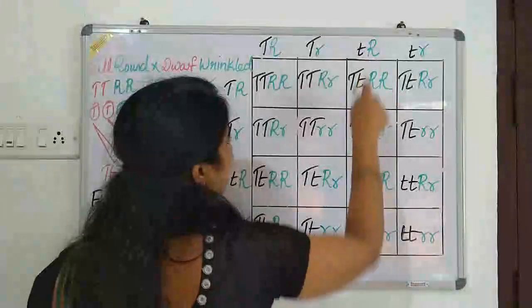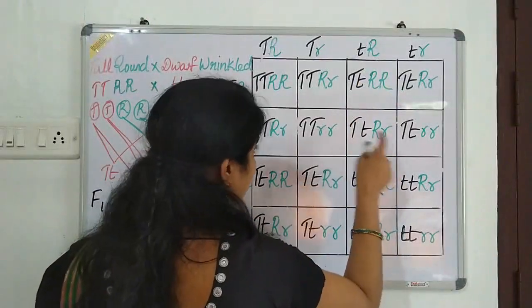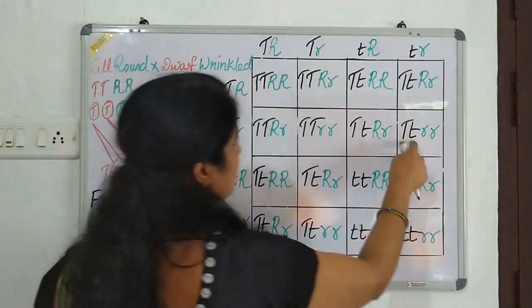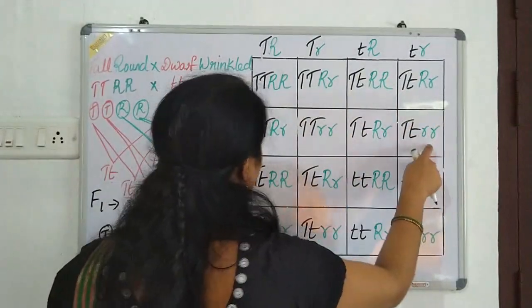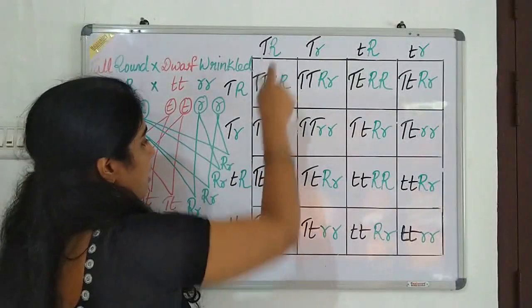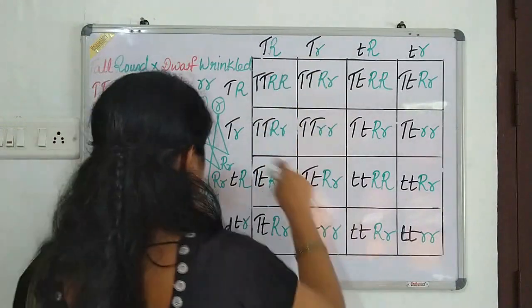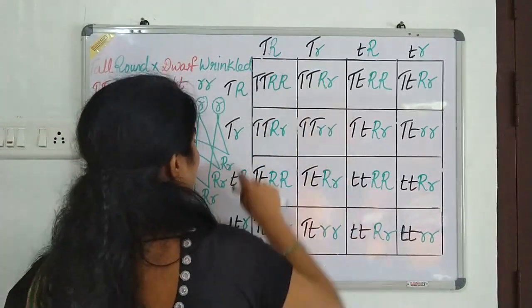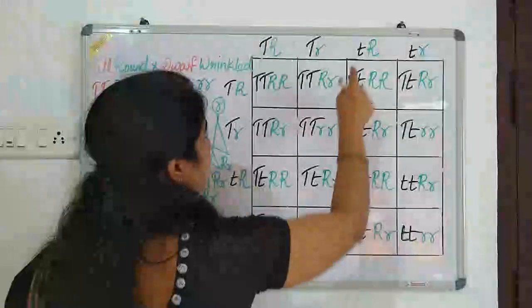Here small r, here capital R. So R, R, R, R. Here capital T, small t, both small r. Here capital T, small t, capital R, capital R. Here capital T, here small t, capital R, small r.